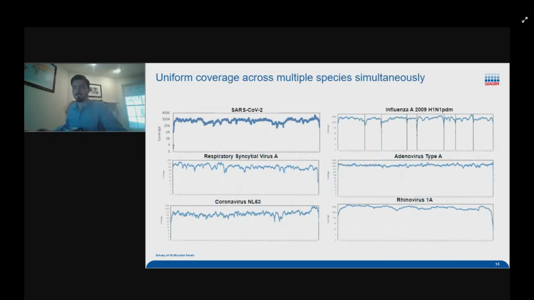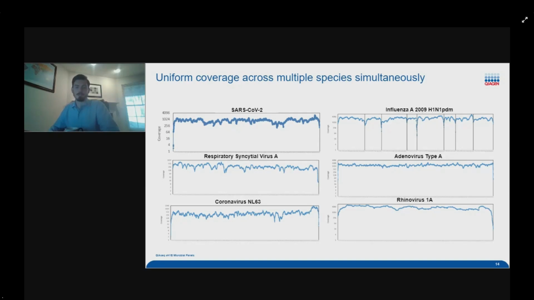So just to give an example of what the coverage looks like here, again, these viral probe panels are targeted at the whole genomes of each of these virus species. So you can see here we have SARS, RSV, one of the coronaviruses associated with the cold, influenza A, adenovirus type A, rhinovirus 1A. This is just a selection of viruses that we can display here in a way that you can actually see. And you can see pretty broad, even coverage across the board for each of these viruses.